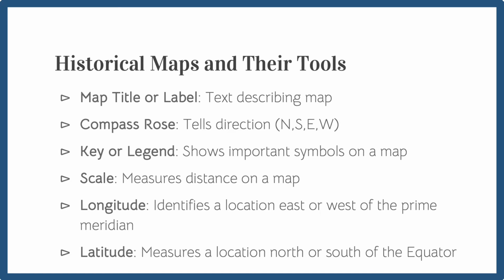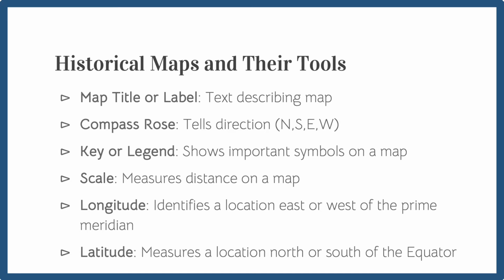There are also the longitude and latitude markers on a map. Longitude lines run north and south on a map and identify locations east or west of the prime meridian. The prime meridian is the starting point for measuring distance east and west. Longitude is measured in degrees.